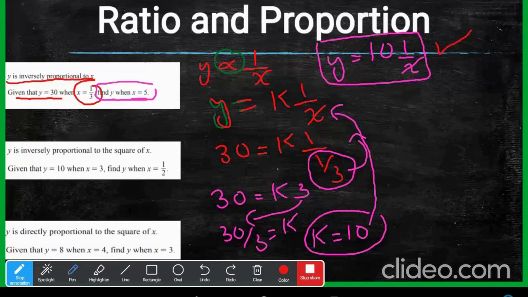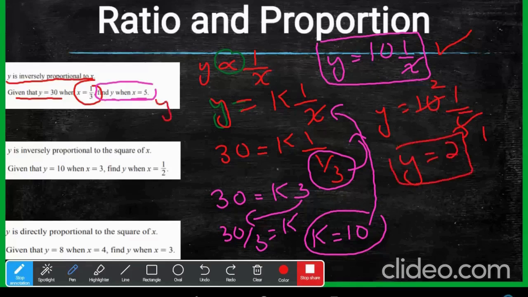Remember that. What we need to find now is the value of y when x is equal to 5. So I just put x is equal to 5. 10 times 1 upon 5 gives 2, so the value of y is 2. That's it. This is your final answer. I hope everything is clear in this question.